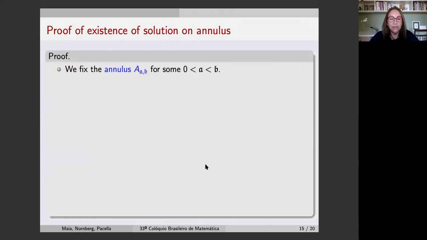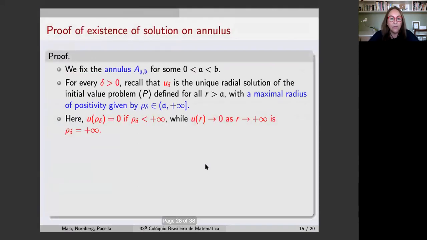We fix the annulus AB for some internal radius A and external radius B. For every shooting parameter delta, recall that U delta is the unique radial solution of the initial value problem P defined for R bigger than A with a maximum radius of positivity at rho delta. Here, U of rho delta is 0 if rho delta is a real number, a real radius, while U of R goes to 0 as R goes to infinity when rho delta is plus infinity.